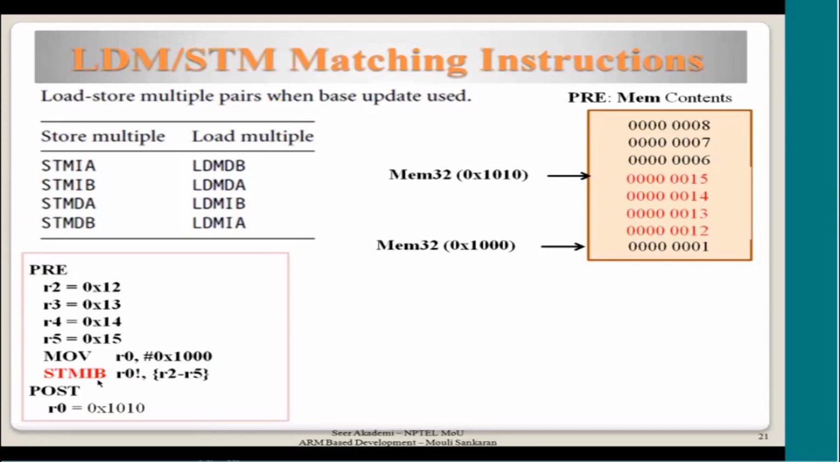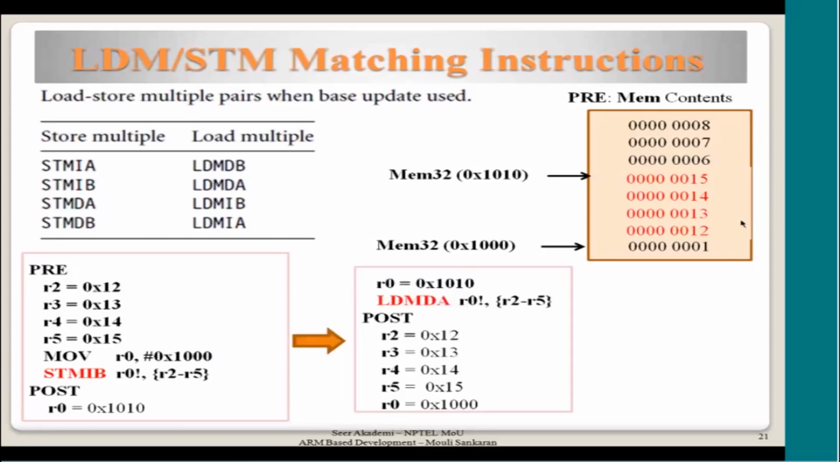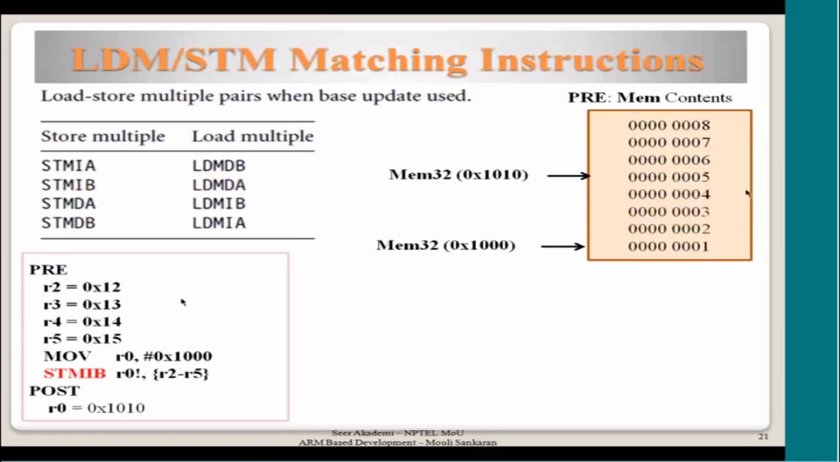Assume that STM increment before was used. Okay, R0 was 1000, and then you said increment before, that means you access from 1004 and then copy into memory, now store. Okay, you are storing the values that were in R2, R3, R4, R5 into memory. See, earlier, one second, this was like this. Now after this execution it has changed. Why? Because you wanted to save from R2. So please remember, saving also happens from lower register to higher register, and from the lower address to higher address. So R2 will go and sit here, and this is the order in which the memory is updated. You used increment before.